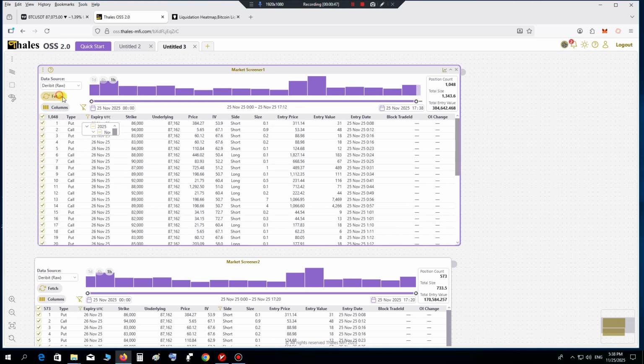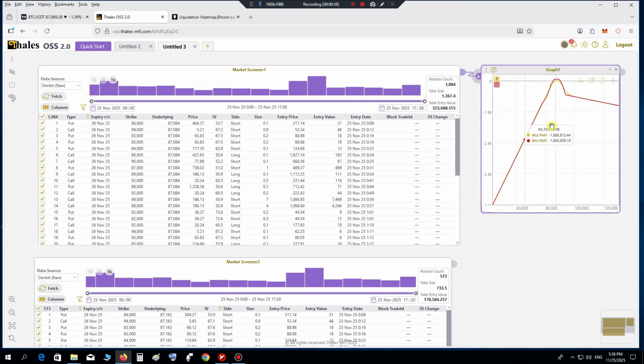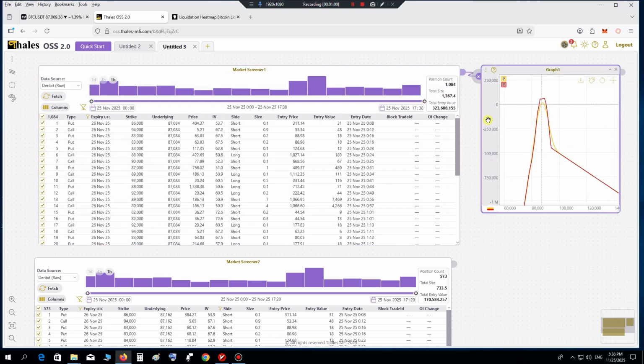Well, what we see is 1,343 Bitcoins in the form of 1,048 options contracts, which is now increased to 1,367 Bitcoins, resulting in this kind of curve. Take a look at this volatile curve. Let me clarify this volatile curve for you.